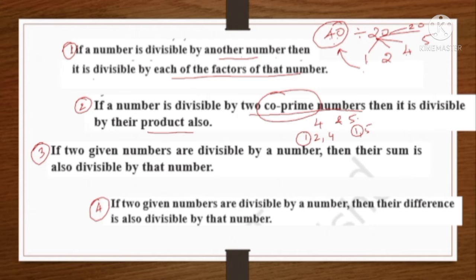Okay. So for example, if we just consider the number 40. This 40 is divisible by 4, and this 40 is divisible by 5, where 4 and 5 are co-prime numbers. Then this 40 is also divisible by the product of the two numbers. 4 5s are 20. When the two numbers are co-prime, then it is divisible by the product of the two numbers.